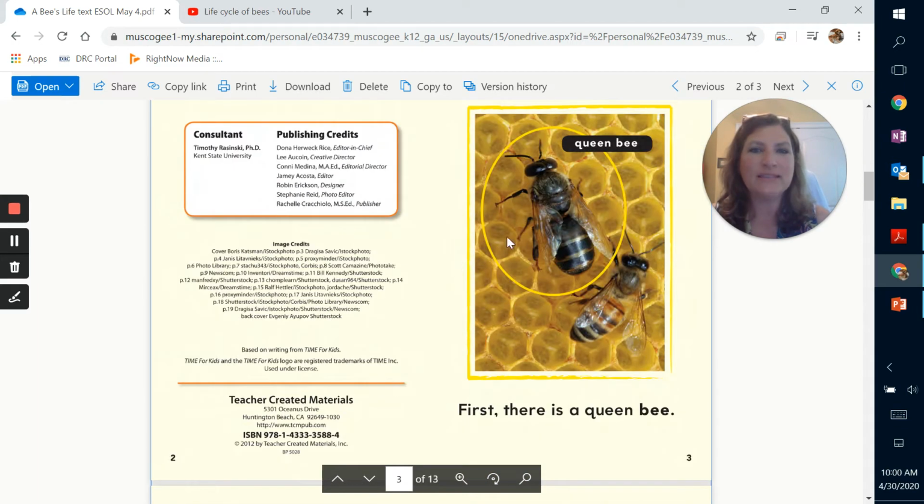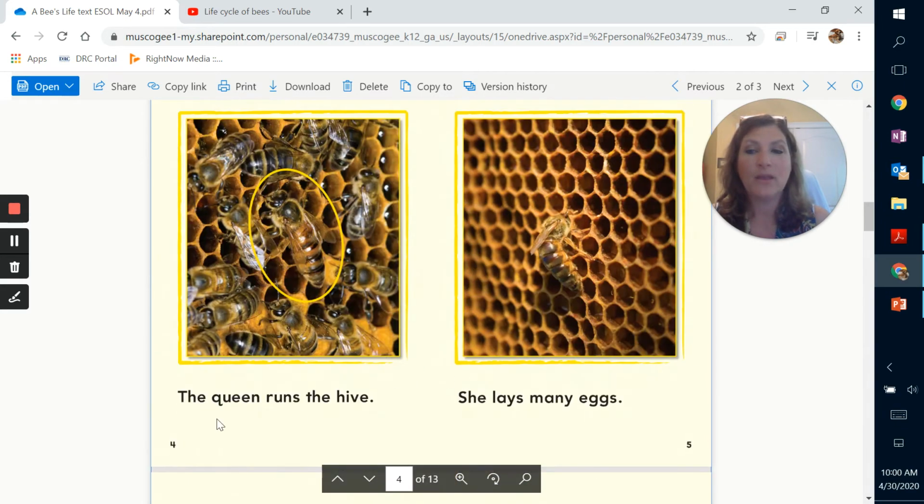If you notice, right here on this picture, there is a photograph of a bee, and there is a label right up here at the top, and it says Queen Bee. So let's read the first words. First, there is a queen bee. The queen runs the hive, kind of like your mama runs the house, and she makes sure you get to bed on time, and she makes sure you get your meals. She is running the house just like this queen bee runs her hive.